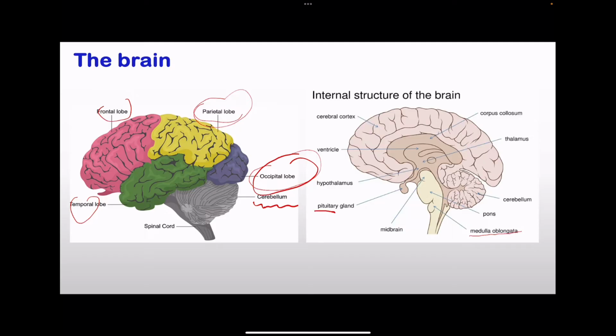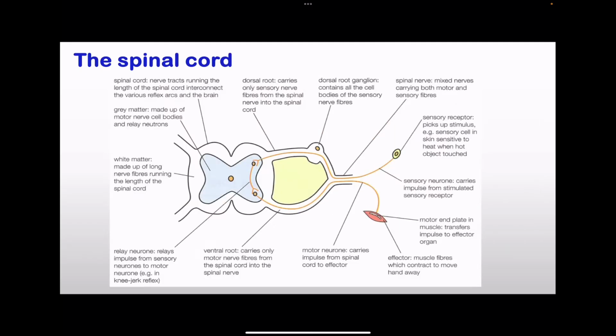In the brain, we have the pituitary gland. This secretes hormones that control many body processes. Then the hypothalamus. This monitors the chemistry of the blood and controls the secretions of hormones from the pituitary gland. It is also involved in the regulatory processes like thermoregulation as well as osmoregulation.